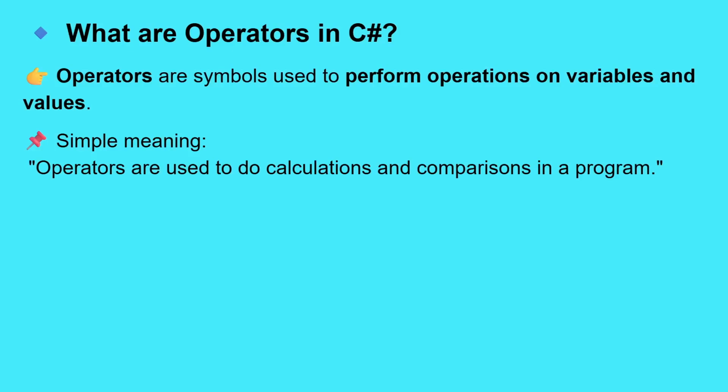Today we are going to learn about operators in C Sharp. Operators are symbols used to perform operations on variables and values. Simple meaning: operators are used to do calculations and comparisons in a program.